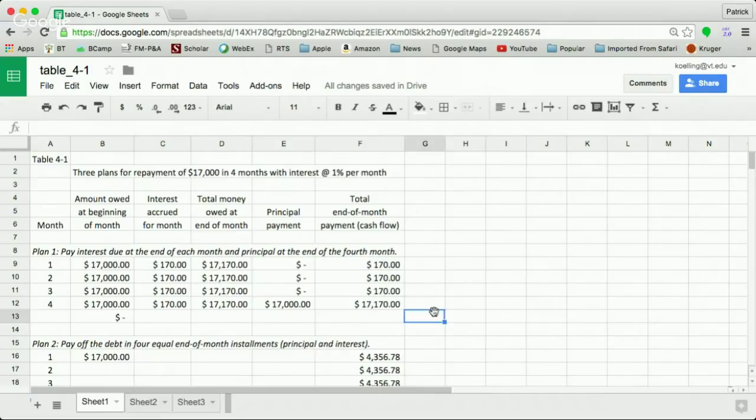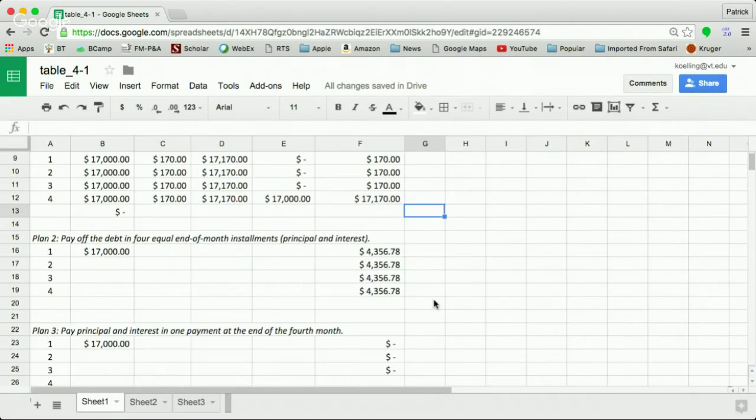There are loans that work this way, business loans in particular, where you pay only the interest. Even some home mortgages used to be quite popular. Now they're less popular, but that's where you pay the interest only, and then you make a balloon payment, if you will, at the end of the loan period to pay off the loan. That's one method. Now, plan two.